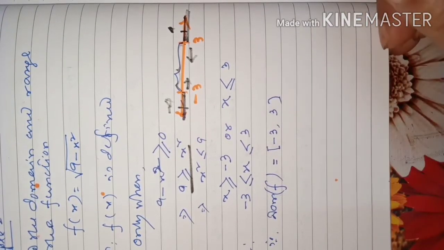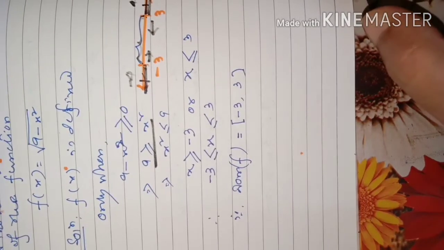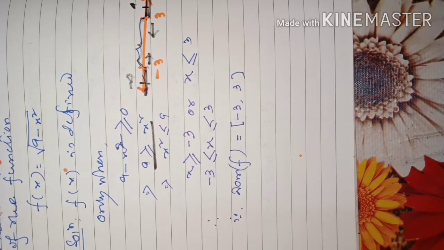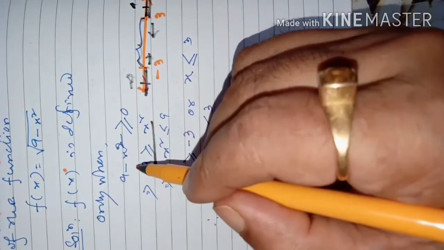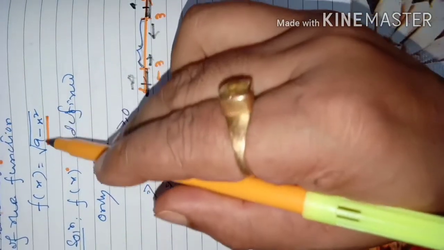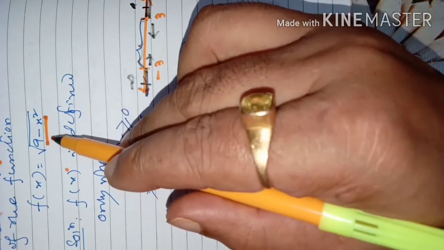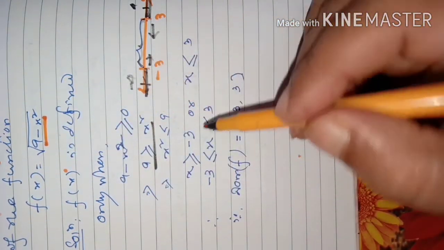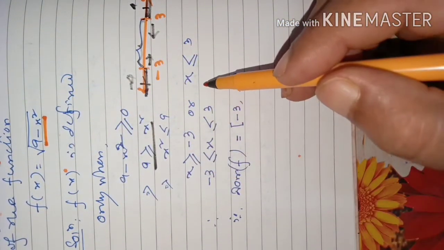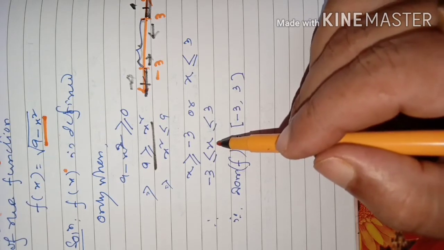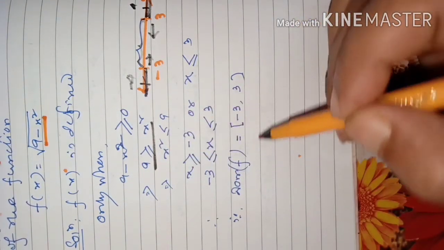This is the domain. Now about range. This is the first step. We found out the domain. In finding the domain, first you see the function, how it is given, and what it is defined for, that you write. Then extract the values for x. Then the values of x which can satisfy the condition, that is the domain.